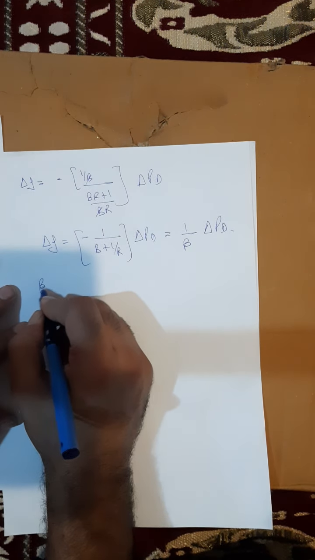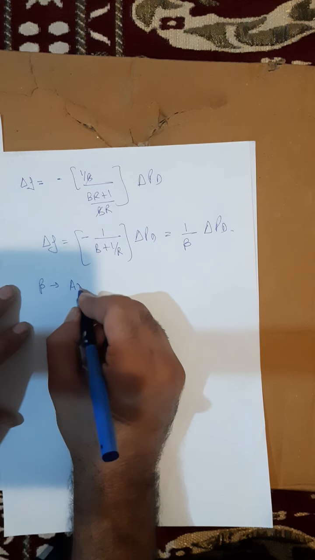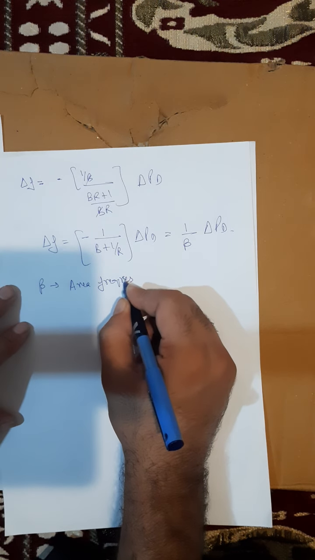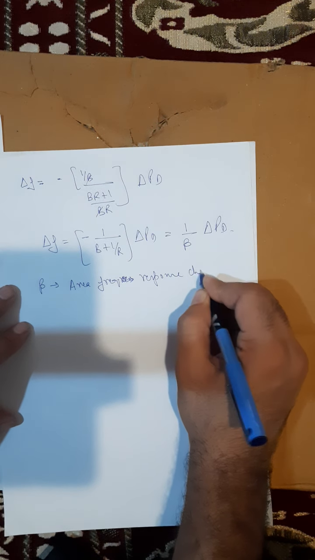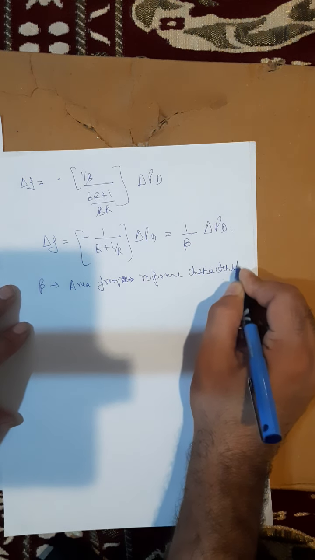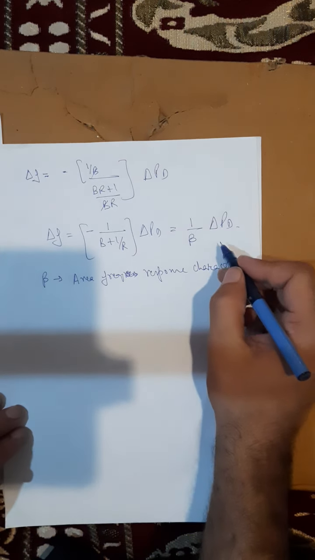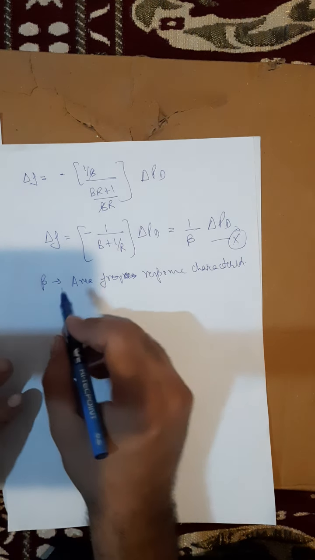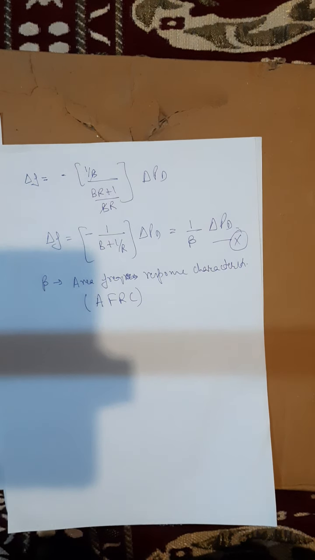This term, 1 upon B plus 1 by R, I am representing by beta into delta PD, where beta is the area frequency response characteristics. I am labeling this equation as equation X. In short, beta is represented as AFRC, area frequency response characteristics.